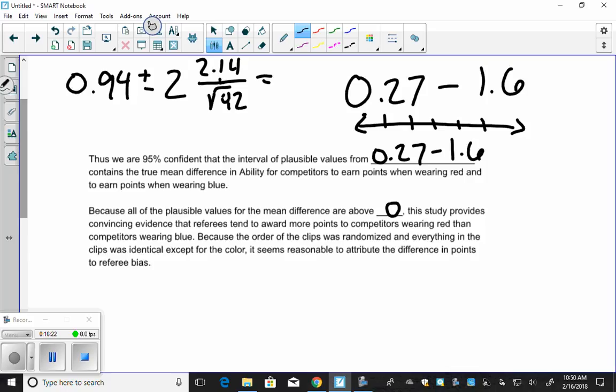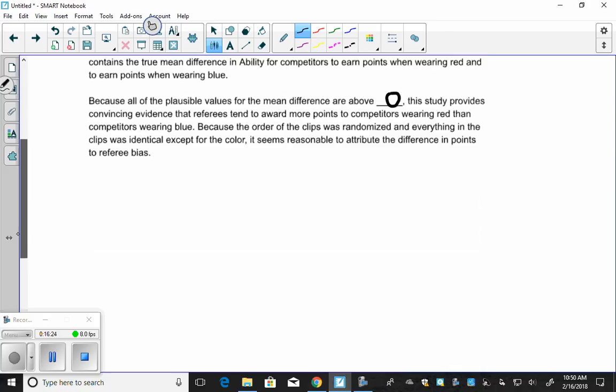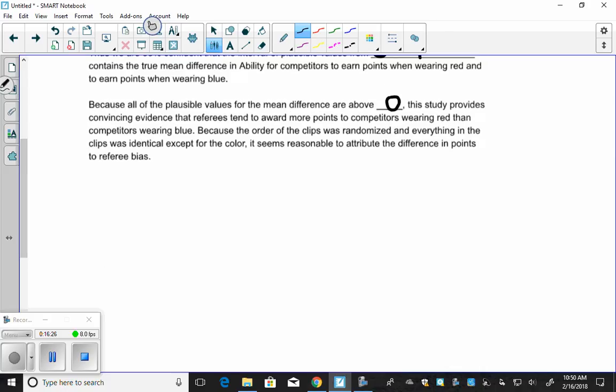So this study provides convincing evidence that referees tend to reward more points to competitors wearing red than to competitors wearing blue. Because the order of the clips was randomized and everything in the clip was identical except for the color, it seems that the difference in points is attributable to the referees being biased.